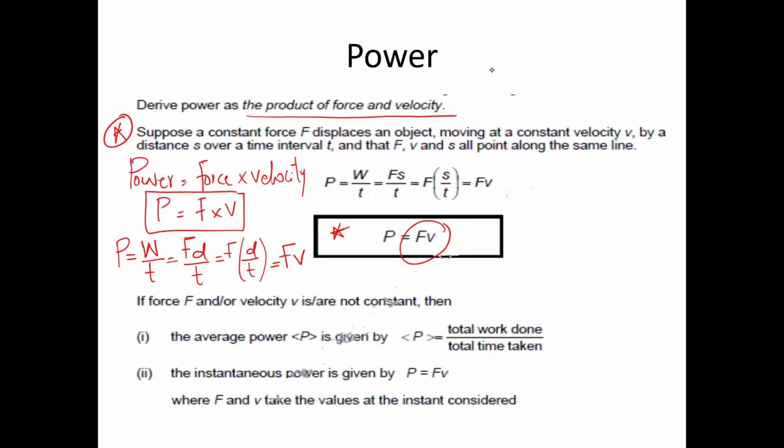Force into velocity. Okay. So next, what is the formula for average power? Total work done divided by total time taken, right? What does instantaneous power mean? If we want to find the power at one instant of time, what will it be equal to? Again, it will be given by the formula P is equal to FV. So you have to remember these two things: power is given by force into velocity. Shall I move ahead?